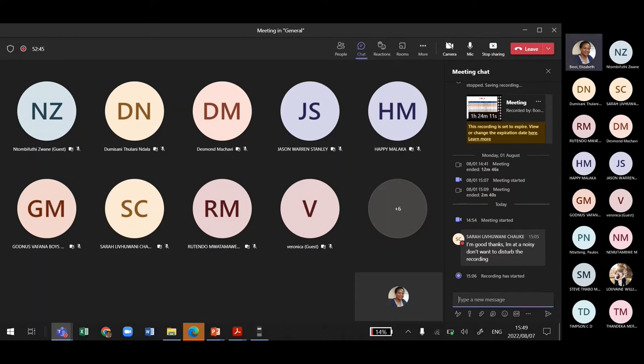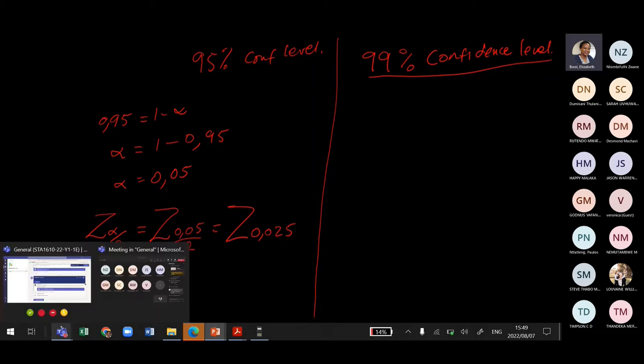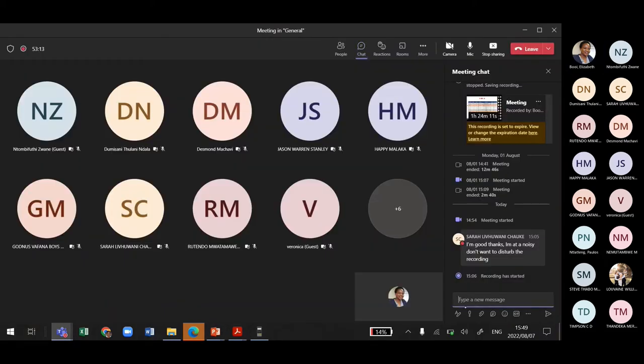For now, are you able to find the critical value for 99%? We're going to get to answer that question of yours just now. Do we have an answer? Nothing on the chat.